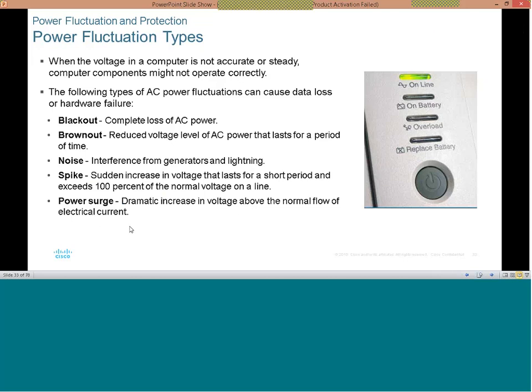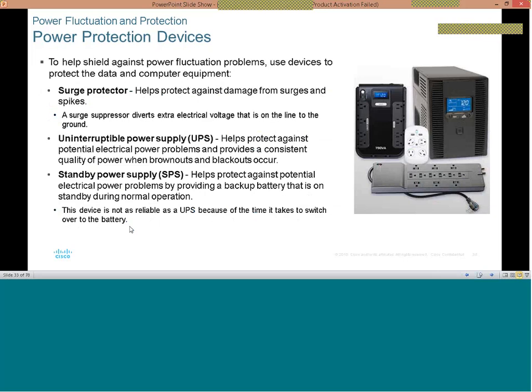You can also have a power surge that could be over voltage, and it can also be under voltage, as the case may be. In some cases you may not have adequate power voltage. So to help shield against power fluctuation, what do you need? You need a surge protector. You need a UPS to protect against potential electrical power problems. You also need what we call a standby power supply, which helps protect against potential electrical power problems by providing a backup battery that is on standby during normal operation. All this is to help you handle power fluctuation.